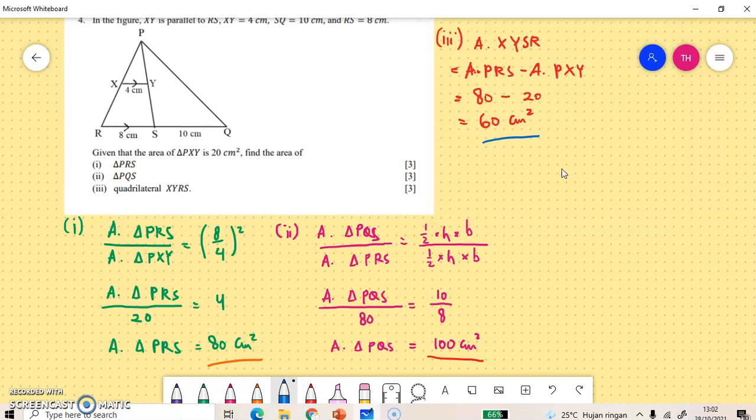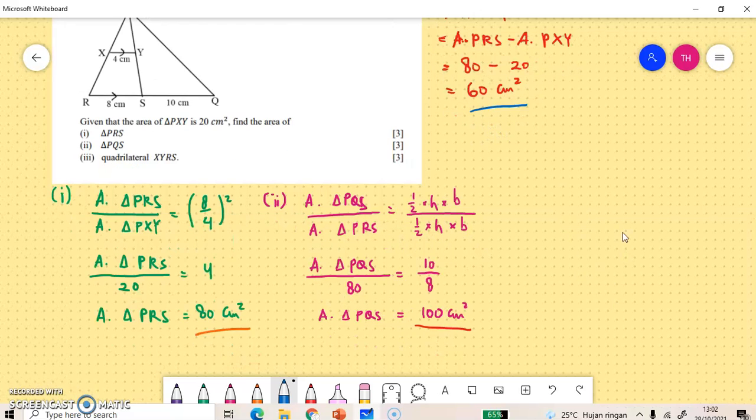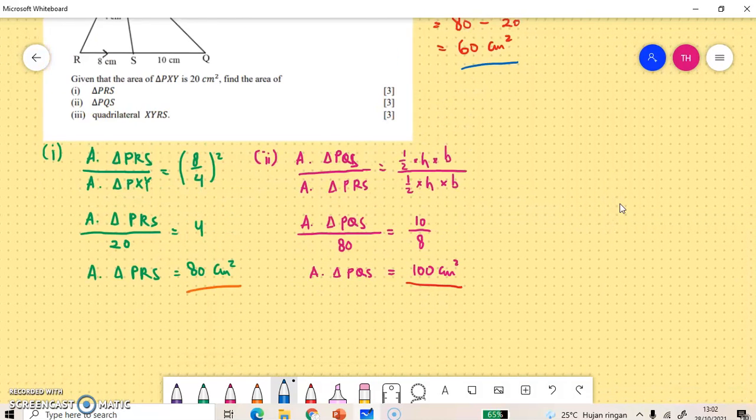Next, the last one, the area of quadrilateral XYRS. Okay, we get it from the big triangle PRS minus the area of the small PXY. Okay, 80 minus 20. So we get 60 centimeter square. Okay, that's it. Done.